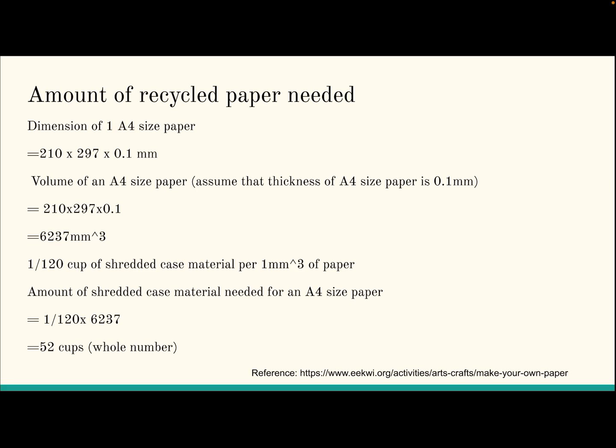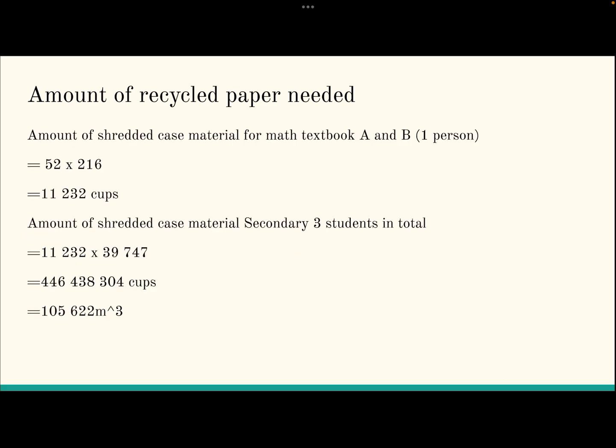For the ratio of making recycled paper, it is 1/120 cup of shredded cardboard material per 1 mm3 of paper. So the shredded cardboard material needed for an A4 size paper is 52 cups, rounded off to the whole number. And the shredded cardboard material needed for a copy of both textbooks is 52 times 216, and we got 11232 cups. So the amount of shredded cardboard material needed for all Secondary 3 students in total is 438,404 cups, which equals 105622 meters cubed.